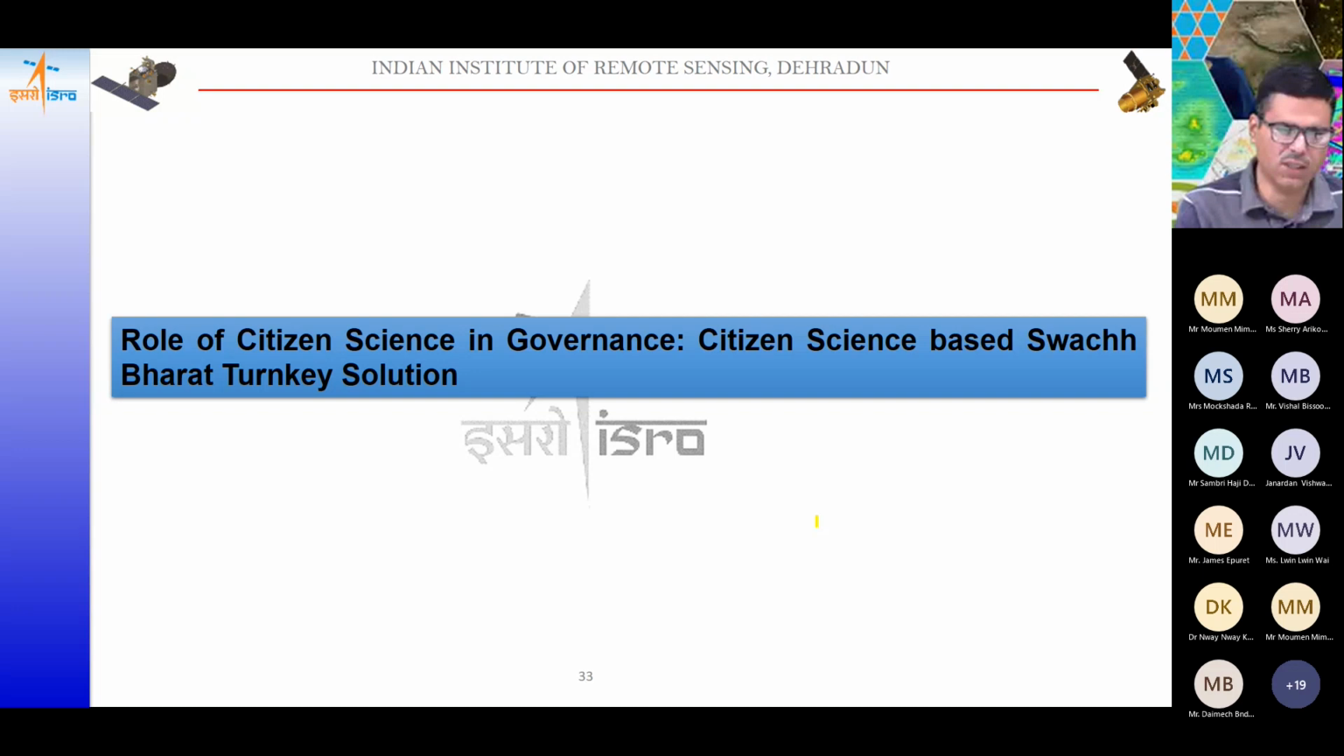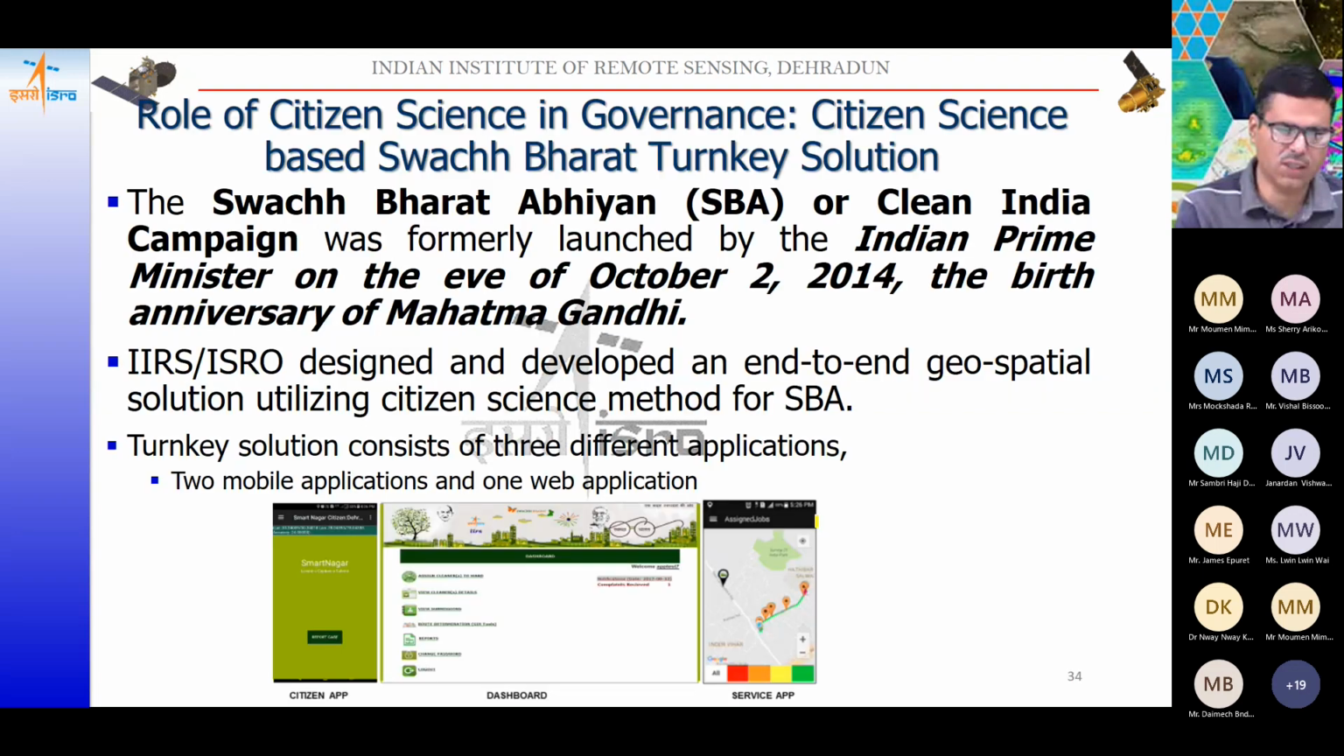The second project I want to talk about is from the governance perspective, which is the citizen science-based Swachh Bharat turnkey solution, which we developed here at IIRS. There was a project called the Swachh Bharat Abhiyan, or Clean India Mission, which was launched by the Prime Minister of India on the eve of October 2nd, 2014. October 2 is also celebrated here as the birth anniversary of Mahatma Gandhi, father of the nation.